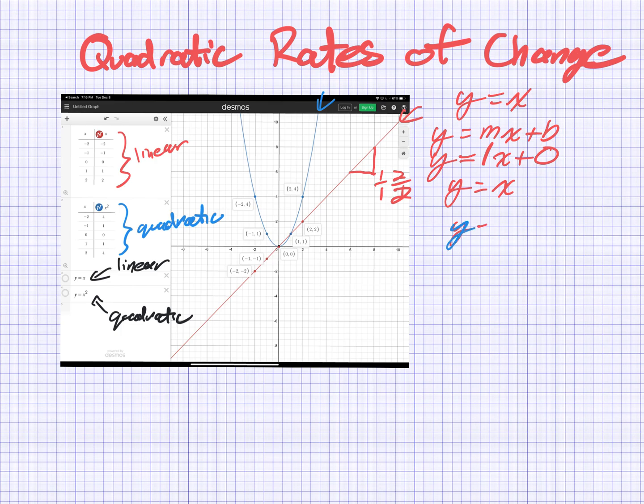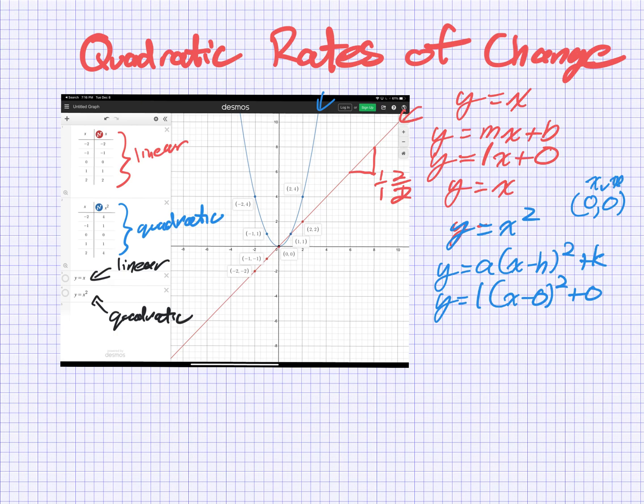The y equals x squared, this is also known as the simplest quadratic. In this case, it's probably easiest to relate this to the vertex form. And remember, vertex form was y is equal to a(x minus h) squared plus k. In this case, the a value happens to be 1, the h value happens to be 0, and the k value happens to be 0. And what does that mean? Well, that means our vertex is on the origin, okay? The x value and y value of the vertex.